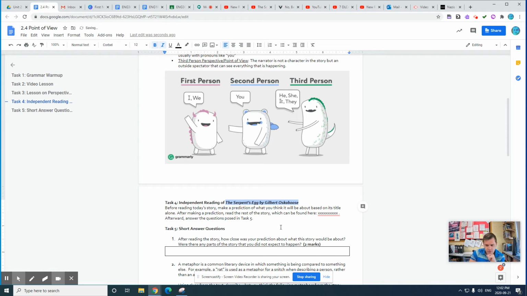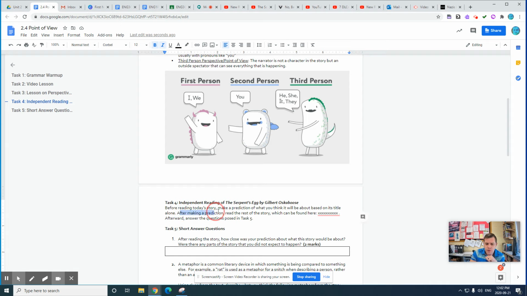Now, based on that title alone, this is the First Nations author. I want you to predict what The Serpent's Egg will be about. You don't have to write down this prediction. Just think in your head, what will this story be about? It's called The Serpent's Egg, and it's by a First Nations author. So just make that prediction now. I think it'll be about blank, blank, blank. Don't tell me about it yet.